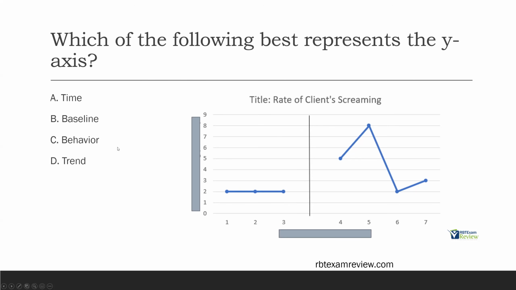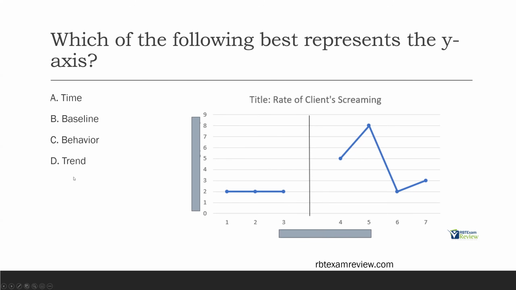What about behavior? Yes, your behavior is going on the y-axis. So for instance, if these weren't blurred out, our x-axis title might read sessions. Our y-axis title might read frequency, right? Frequency of client screaming, okay? Behavior goes on the y-axis, time goes on the x-axis. C looks like our answer.